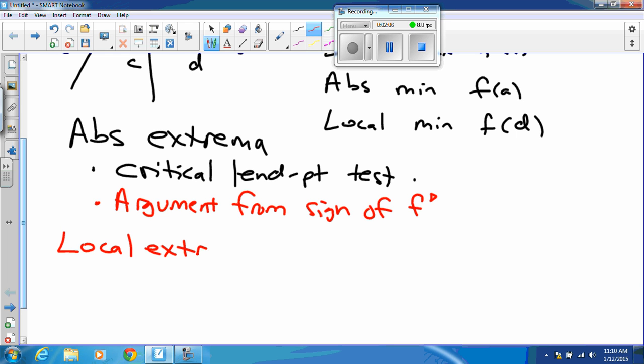For the local extrema, my procedure is slightly different. I'm not concerned with the big picture, I'm only concerned with the immediate picture. So I find the critical points, and then I use the first derivative test, which looks at the change of sign of f prime right at the critical point. And if the sign changes right at that critical point, I have a local extreme. Does that answer your question?